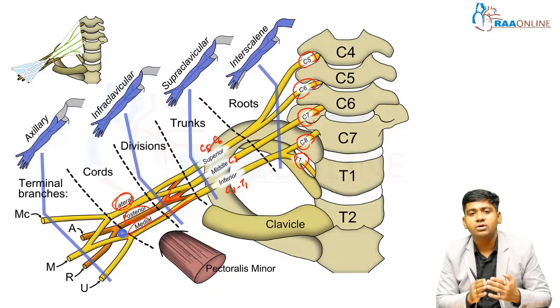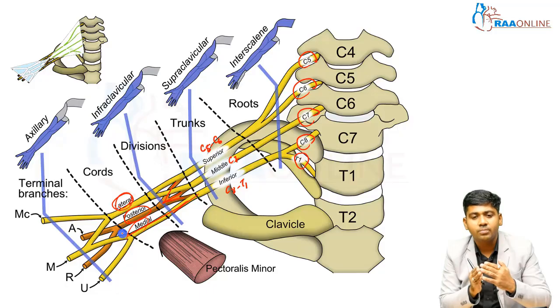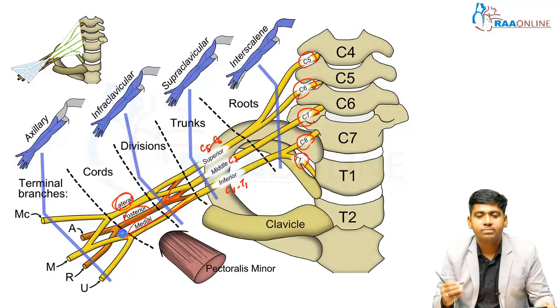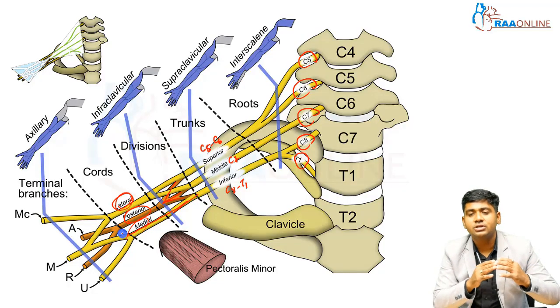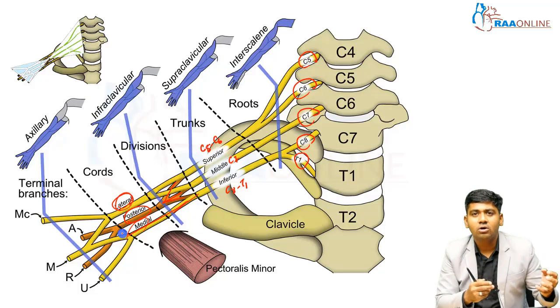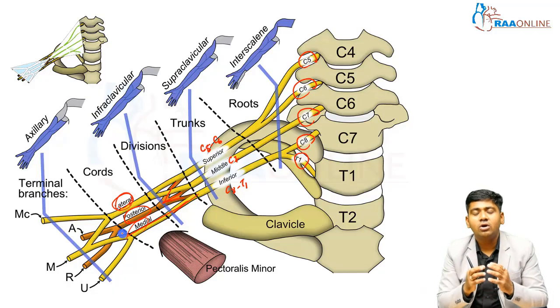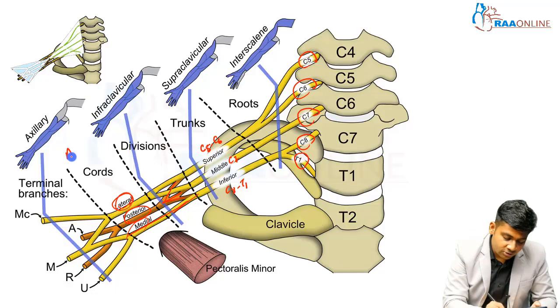There are two types of division. We see the anterior division and the posterior division. All the posterior divisions combine to form the posterior cord. The anterior divisions of the superior and middle trunks form the lateral cord, and the anterior division of the inferior trunk will continue as the medial cord. The cords are named in relation to the axillary artery. The cord which is lateral to the axillary artery is known as the lateral cord. The cord which is posterior to the axillary artery is known as the posterior cord. And the cord which is medial to the axillary artery is known as the medial cord. So it is in relation to the axillary artery.